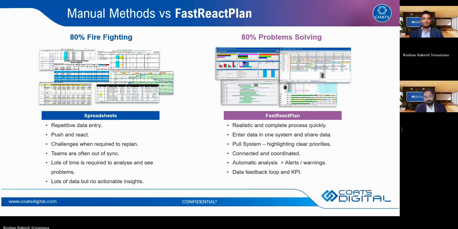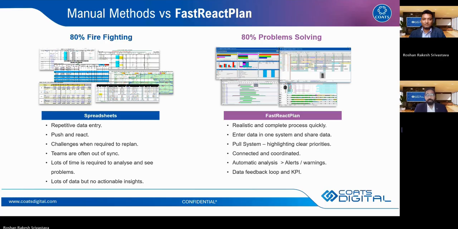Most of the teams are out of sync because most of the time Excel sheets are shared using emails. So the flow of information becomes really vague, due to which a lot of information can be lost. So there is lots of time required to analyze and see problems. Yes, you have to enter formulas and everything in the Excel and then try to get your desired result.